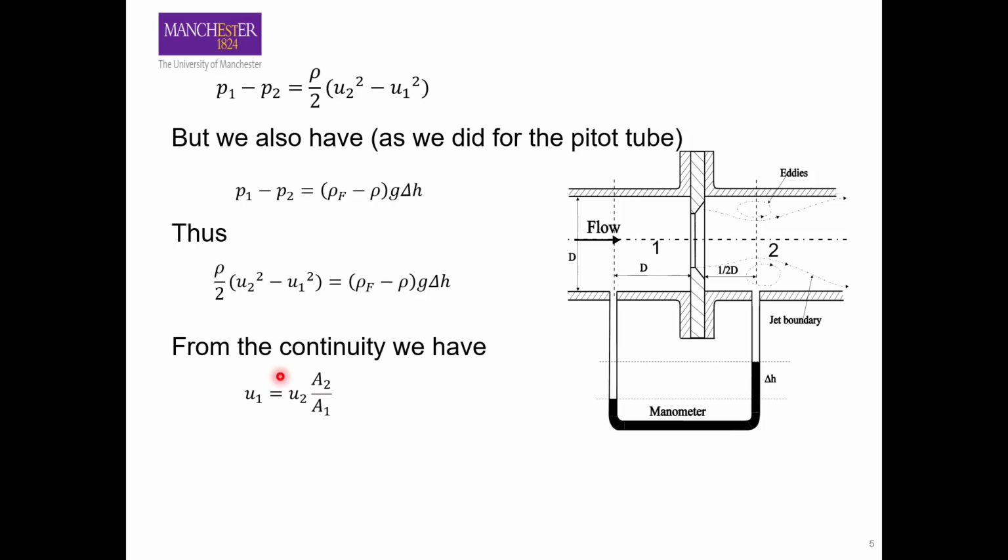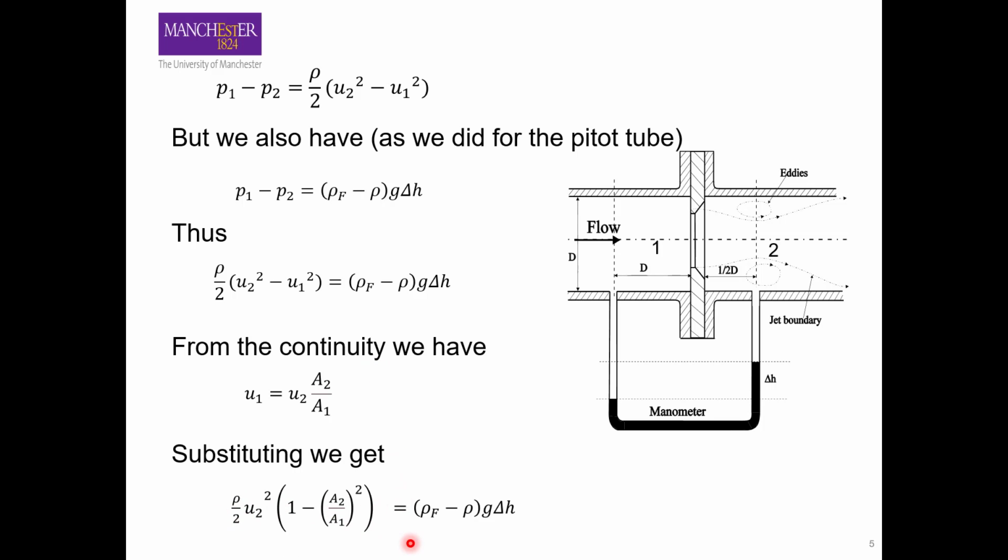and we know from the continuity equation that u1 is equal to u2 times A2 over A1. So that is the continuity equation itself, and then we can replace the value of u1 in this equation here, and then you get this equation, and here you have replaced u1 and also taken out u2 as common on the left hand side of the equation.